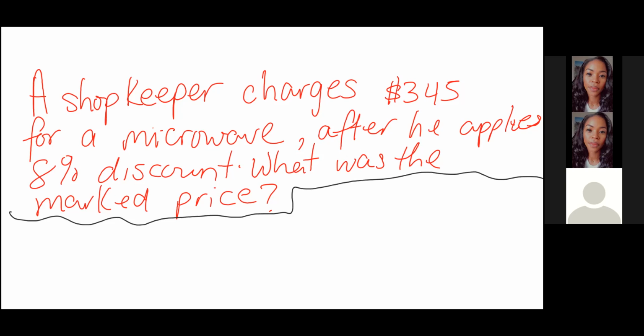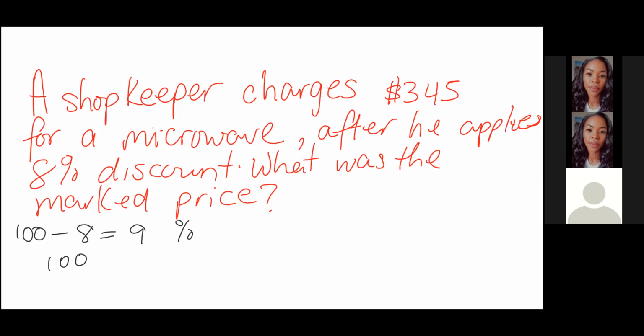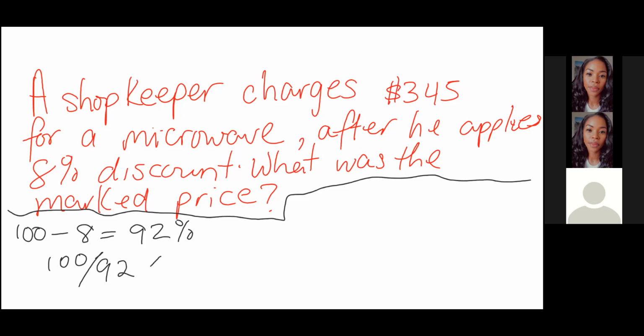So we know that this price is actually 100 minus 8. So this is 92%. So the percentage that we want is 100%. So we say 100 over 92 multiply by the discounted price, 345, which gives us $375.